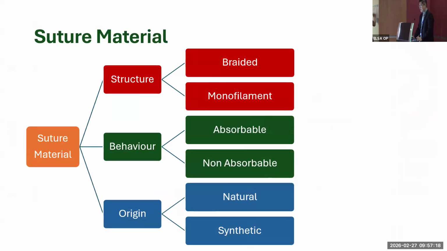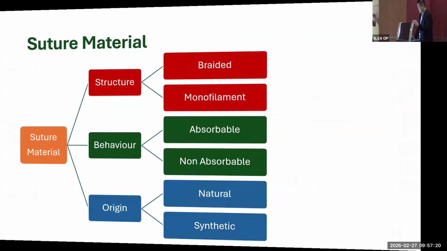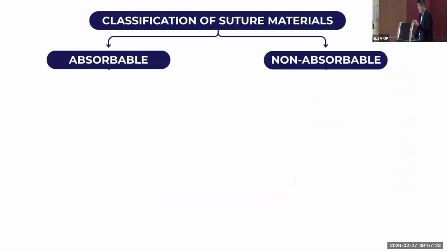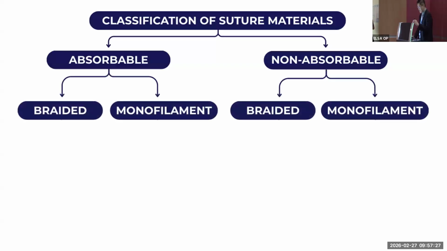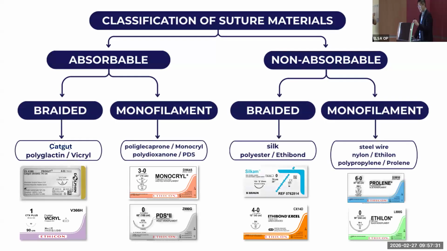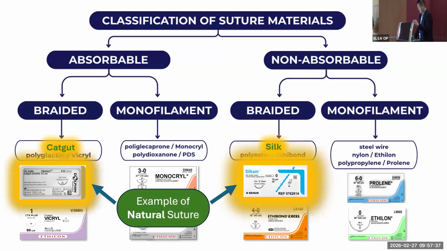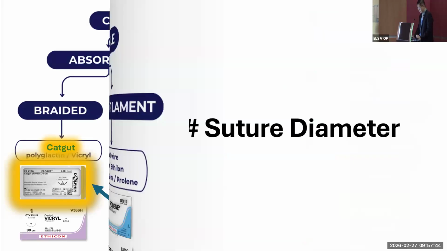So every time we consider how to choose the suture, usually in our mind we think of whether we want to use absorbable or non-absorbable first, followed by whether you're going to use braided or monofilament. These are all examples of the different types of sutures that we use daily. And among all of these, catgut and silk are the examples of natural sutures.